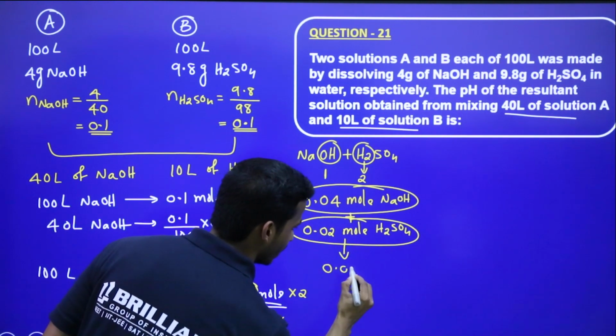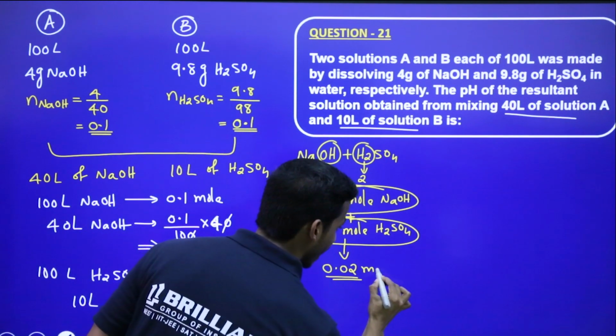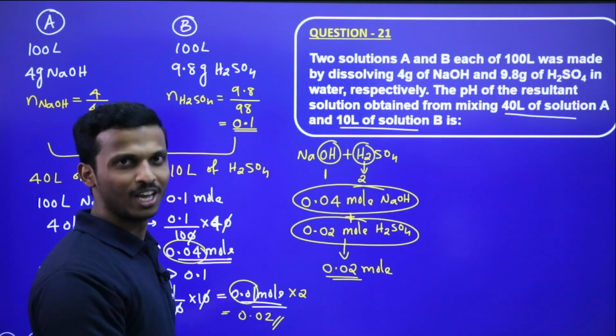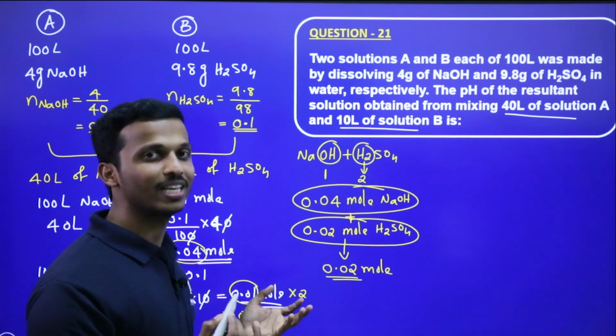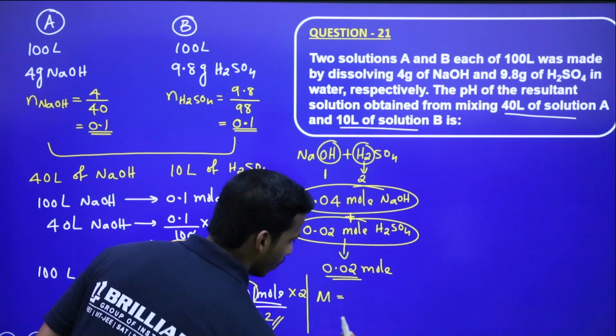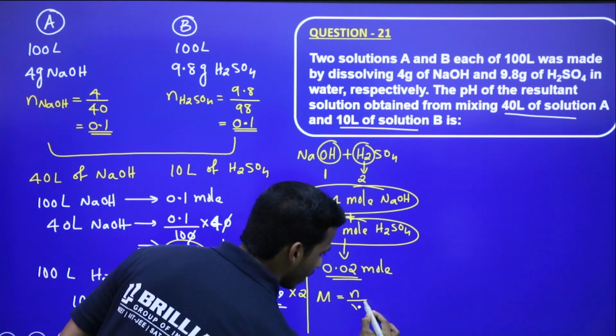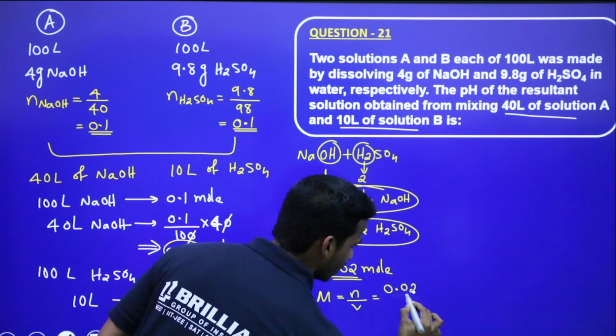Yes, 0.02 mole of NaOH will be left in the system, sorry, not H2SO4. We have the number of moles of NaOH, right? So let's calculate its concentration. Suppose molarity: molarity is the number of moles divided by volume, right? The number of moles of NaOH is 0.02.